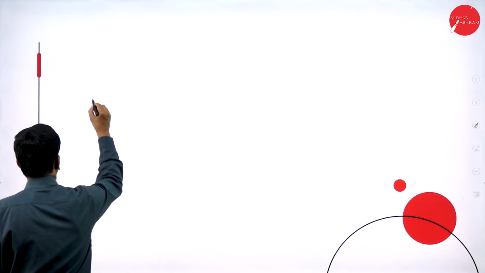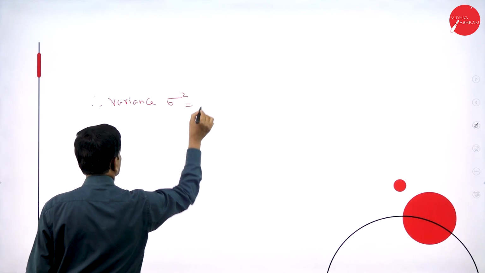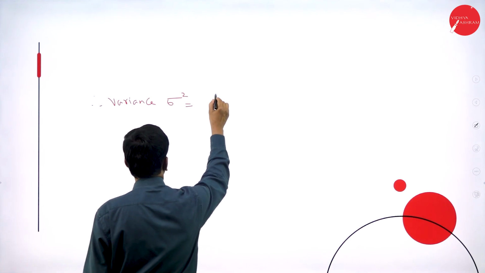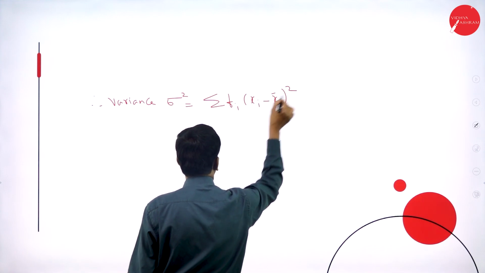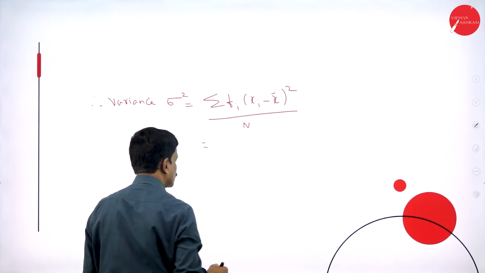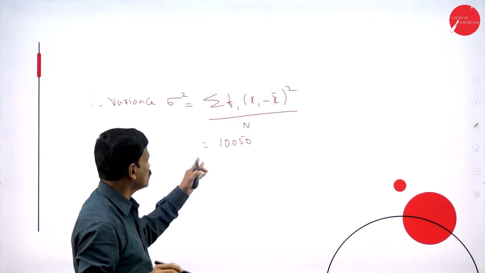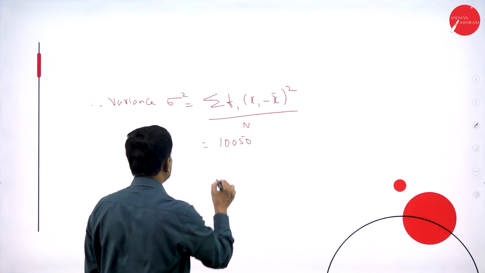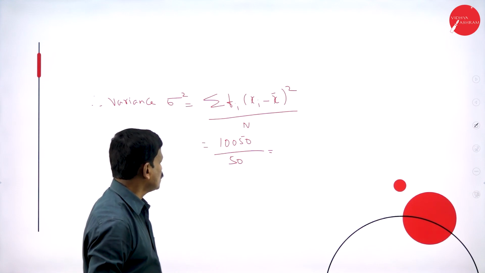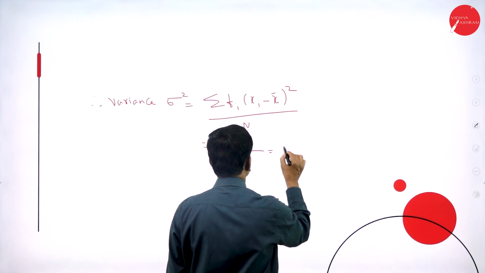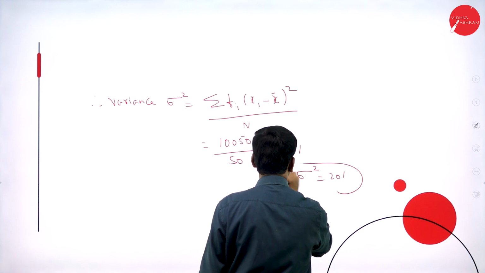Okay. Now just find out the variance. Variance rho square is equal to sigma fi into xi minus x bar whole square divided by n. That is 10,050 divided by n, where n is equal to 50. 10,050 divided by 50 is exactly equal to 201. So therefore, rho square, the variance, is equal to 201.